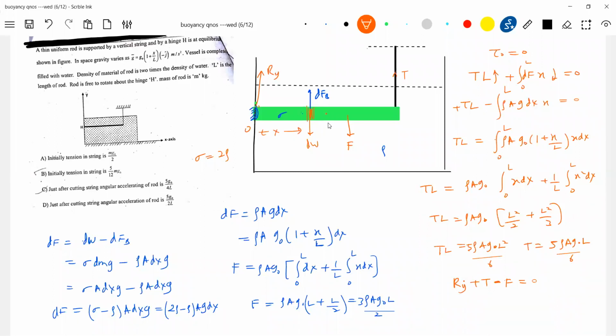Okay, what is the reaction? Now the tension we brought it in terms of rho A g naught, I'm bringing it as the answer. Again, if you want, sir, how to bring it in terms of M? So Ry plus T minus F, that one. So here the reaction is the tension, we got it. I think the initial tension, this thing.